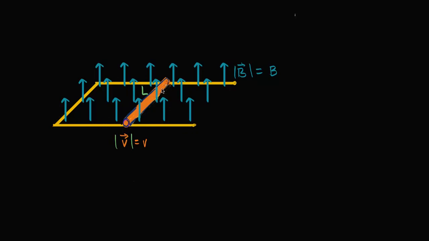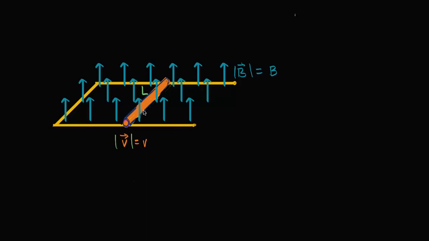You can imagine it's a cylinder here that can roll to the right. And the magnitude of its velocity, we're going to say, is lowercase v. And this cylinder, let's say it has length L. So given that, you can see that we're going to have a change in magnetic flux. Why are we going to have a change in magnetic flux through the surface?